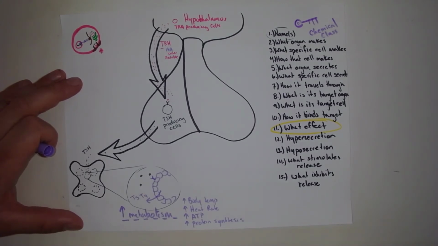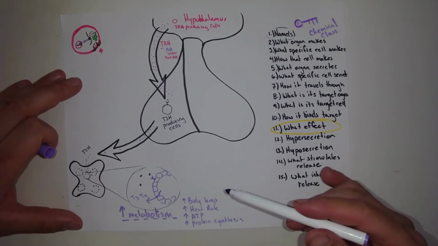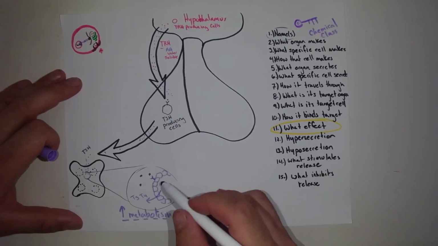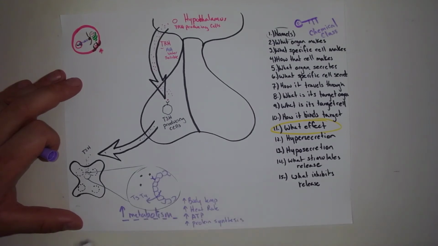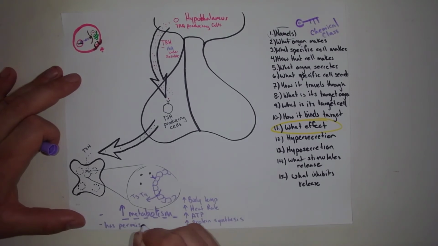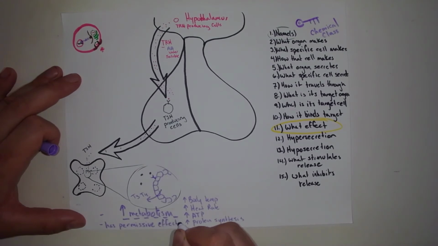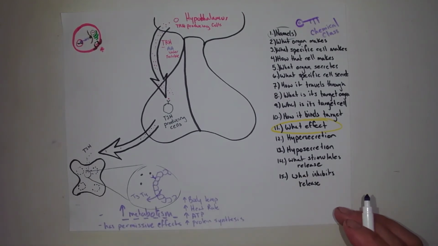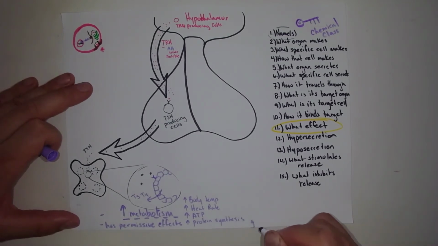Don't get bogged down by charts and textbooks that lay out a million different functions of this stuff. Save that when you become a researcher and are studying these individually. For now, just remember, increase in metabolism, and thyroid hormone has permissive effects on growth and development, on protein synthesis, growth and development.